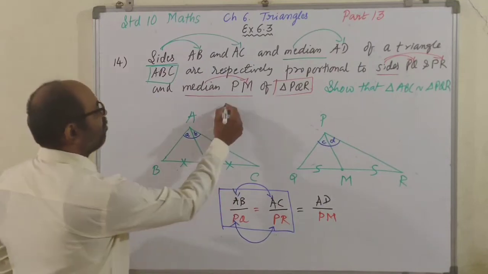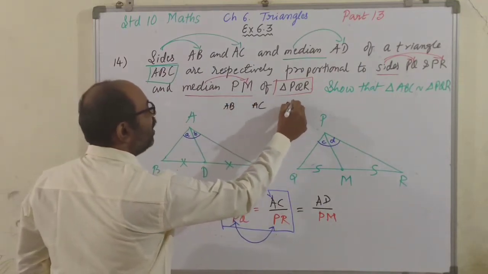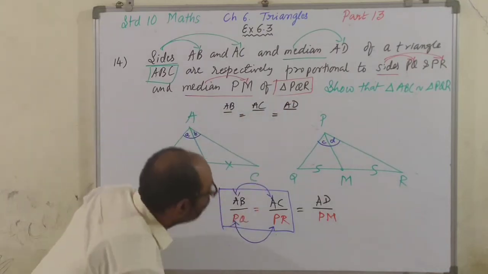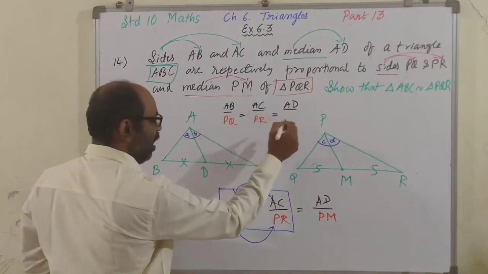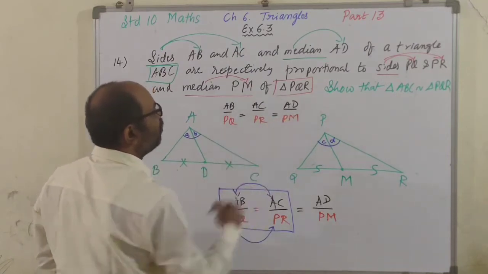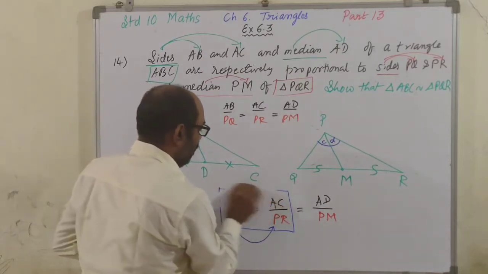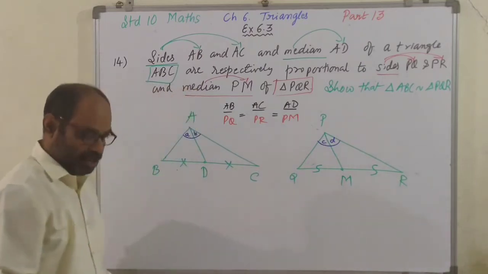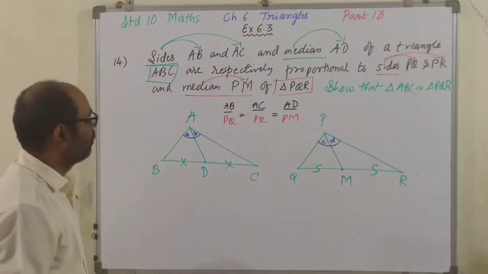I write this up: AB, AC, and AD equal to PQ, PR, and PM. Please children, you will have to do construction here. Please. And what is the construction?